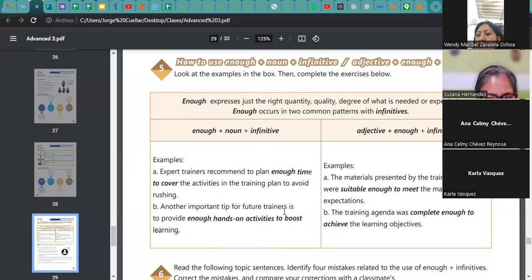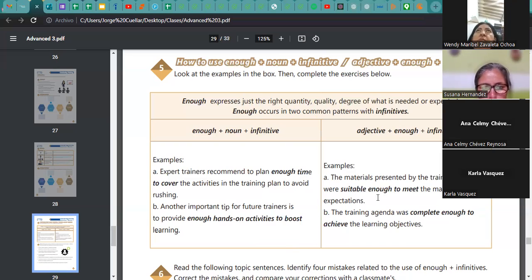Okay, in this part, anybody knows what is a tip? Advice. Very good, an advice. And what is to boost? To give, to energize. Very good. Yeah, to power up, right? To energize something. Good. Very nice verb, to power up.